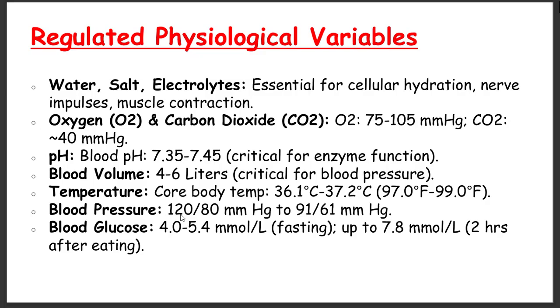Blood pressure, the ideal one is 120 systolic and 80 millimeters of mercury diastolic, so 120 over 80. This is systolic, this one is diastolic. There's 120 over 80, 91 over 61. This is the normal range. If it goes above this, that is hypertension. If it goes below this, this is hypotension, and this needs to be corrected.